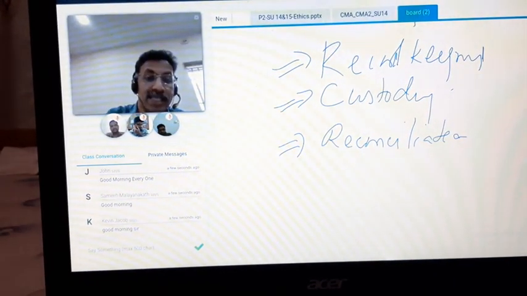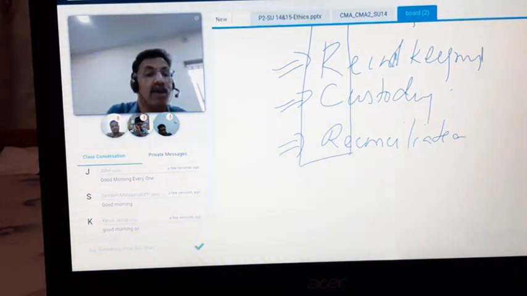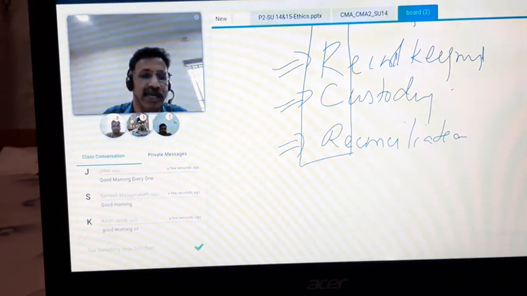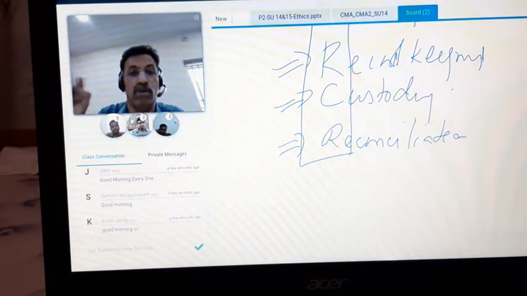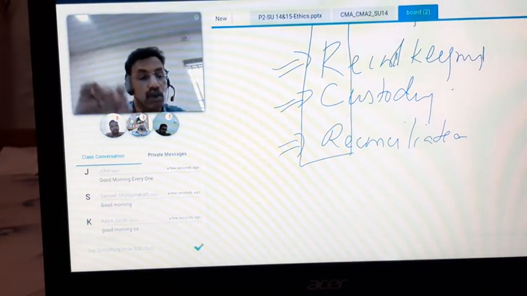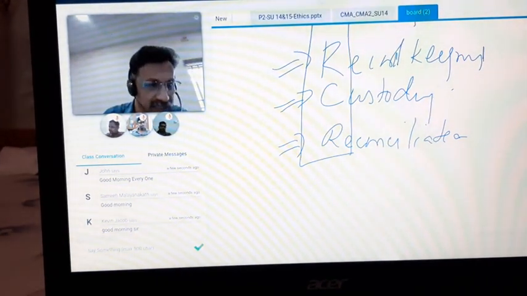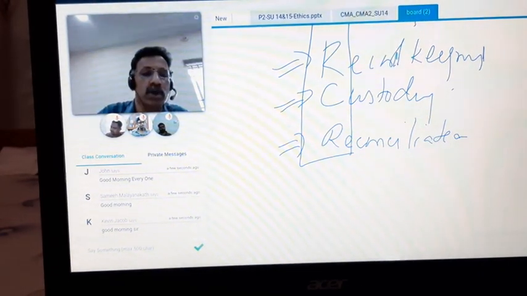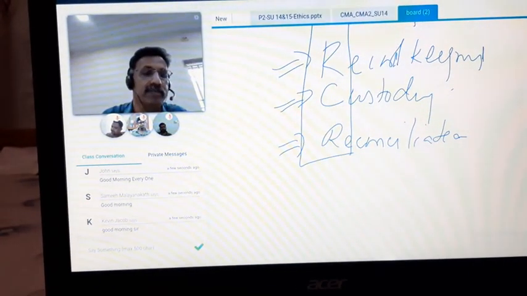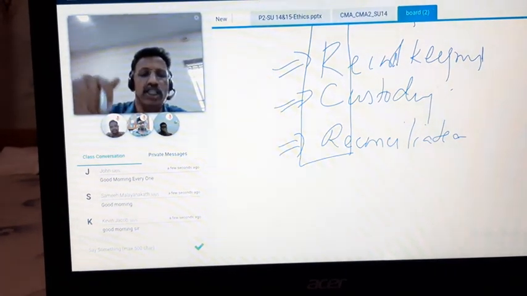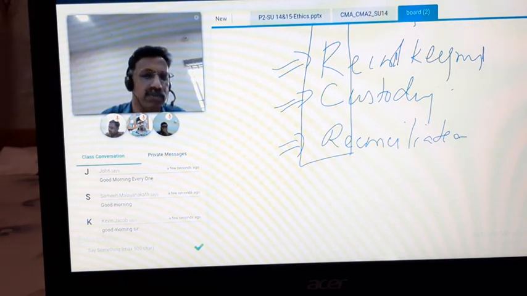So ARCR could also be called conflicting functions, but that is the view in our CMA IMA curriculum. Actually speaking, when you talk about accounting control, most textbooks cover only ARC. But here you can add one more to it, ARCR: authorization, record keeping, custody, and reconciliation. Because it is good that all these four functions are done by four different persons for control purposes.